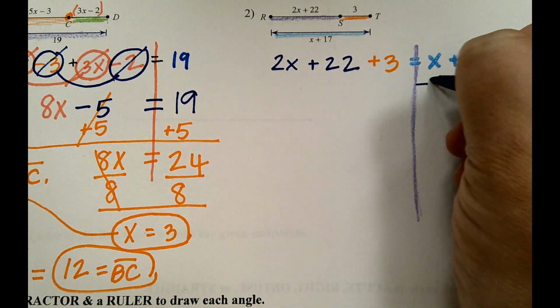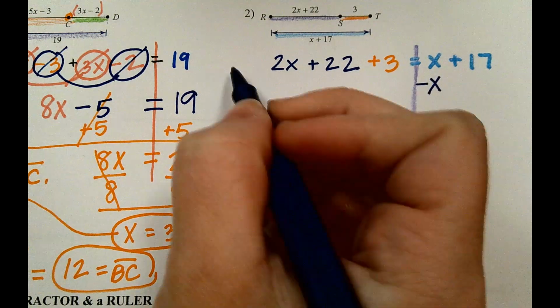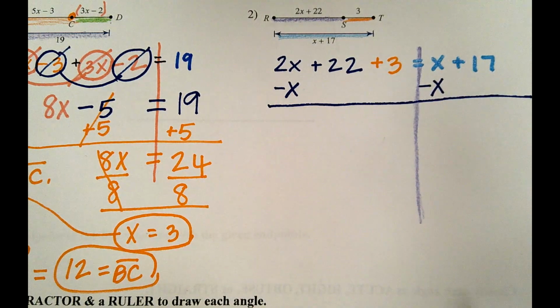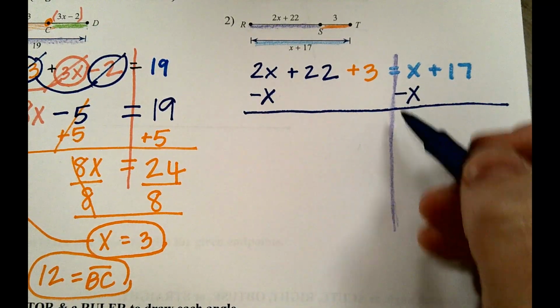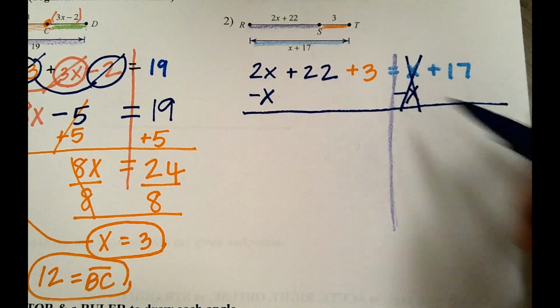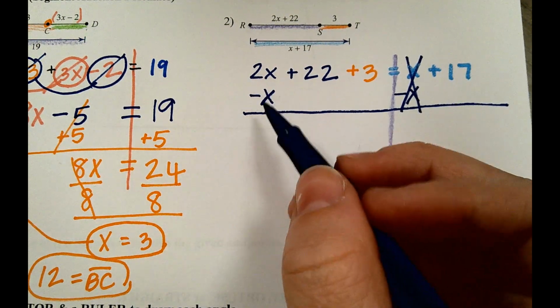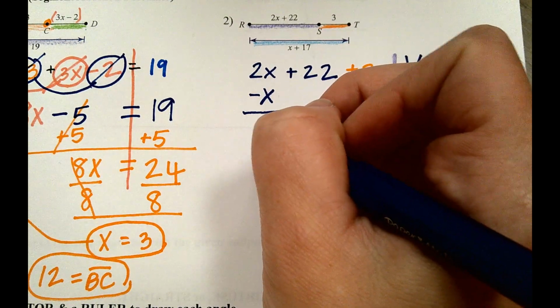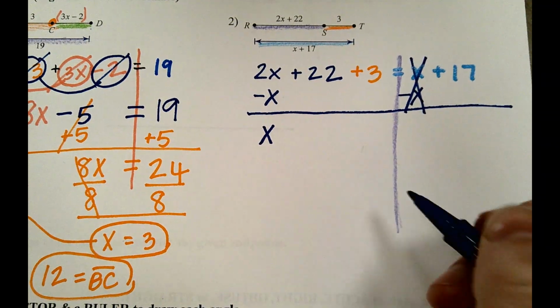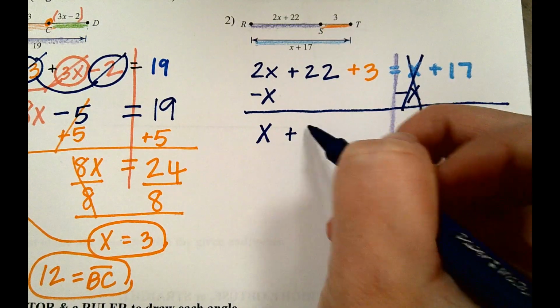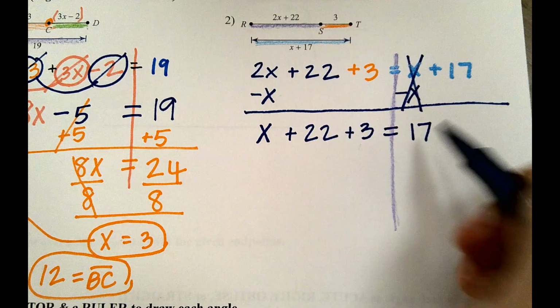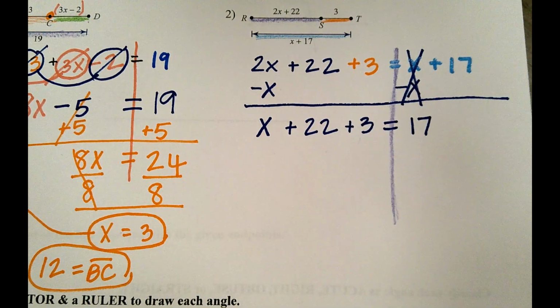So let's subtract x from this side, and we'll subtract x from the other side as well. And what happens when I do that? My x's on the right side cancel. And 2x minus x is just 1x. Everything else comes down. That would be x plus 22 plus 3 equals 17.